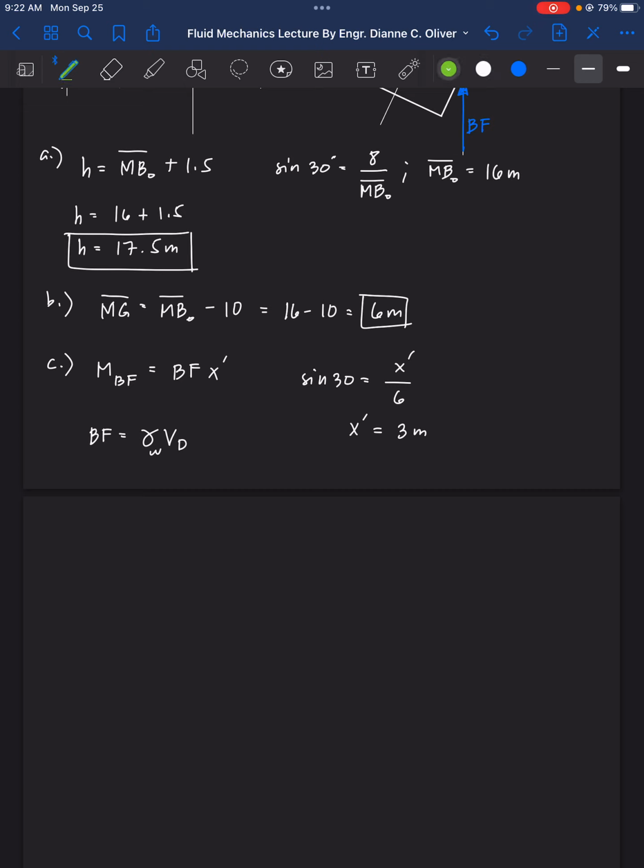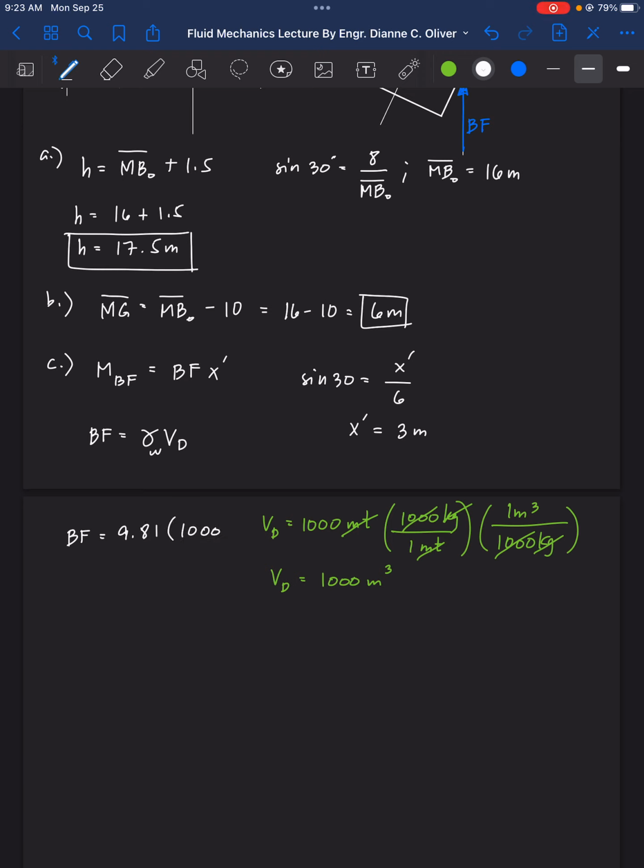Well, buoyant force, volume displaced, 1,000 metric tons, that is 1,000 kilograms in 1 metric ton, and there's 1 cubic meter in every 1,000 kilograms. So, cancel kilogram, cancel metric ton, cancel 1,000 there. Therefore, volume displaced is 1,000 cubic meters. Therefore, we now have the buoyant force equals 9.81 times 1,000. Therefore, buoyant force now is equal to 9810 kilonewtons.